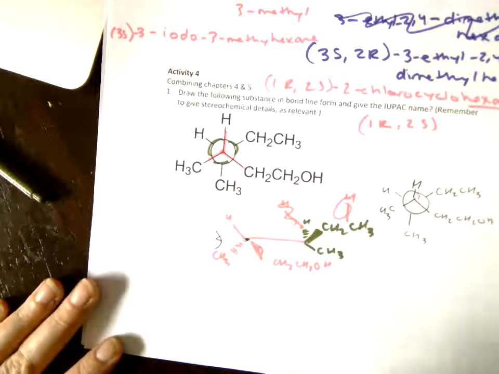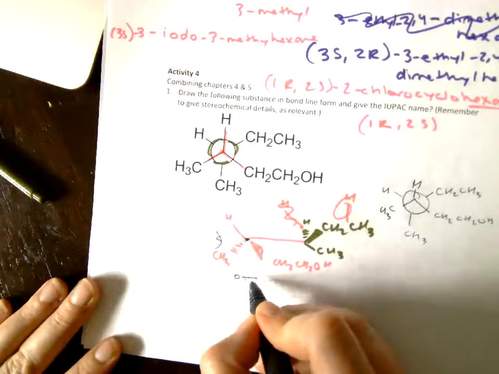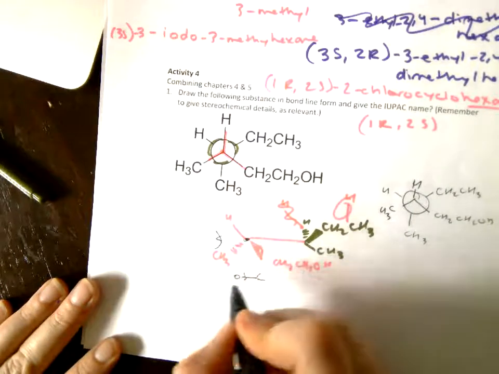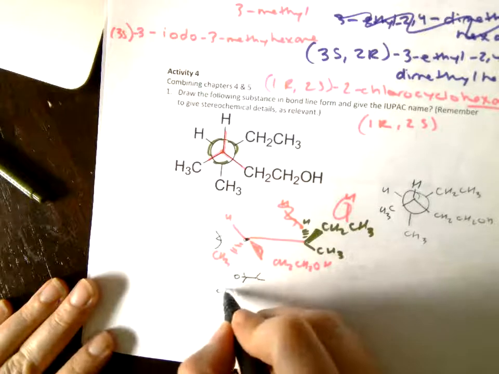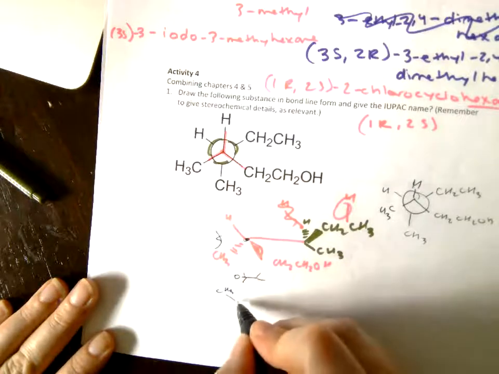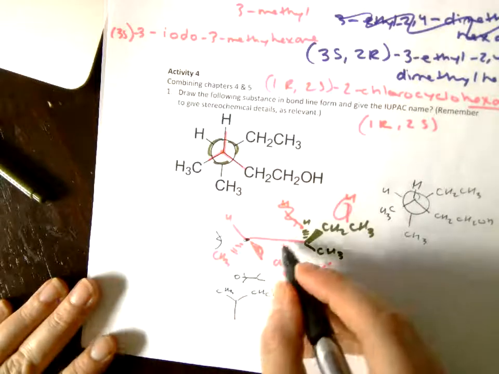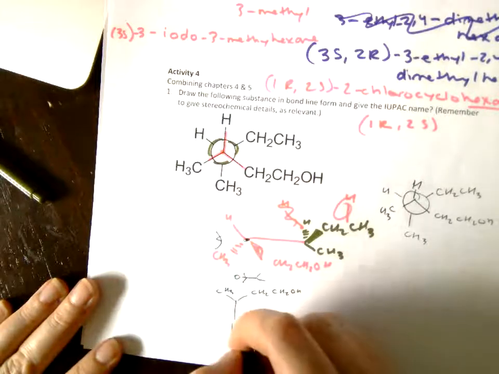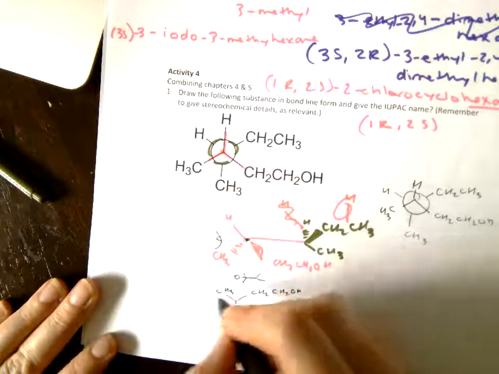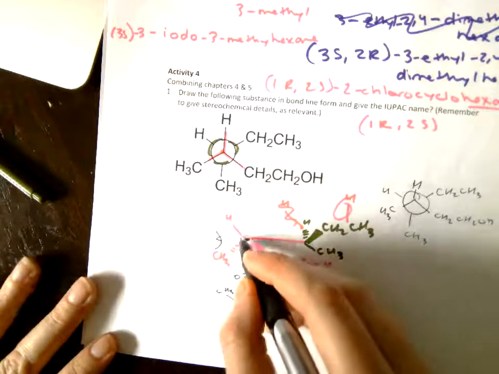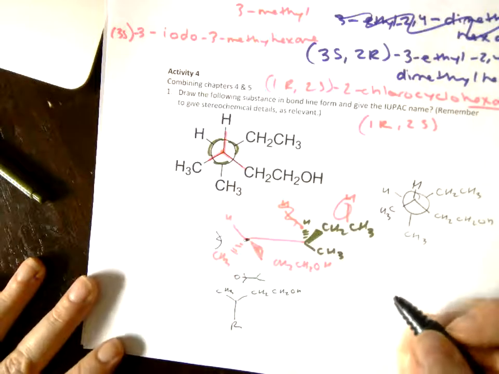Now you can do one of two things. I like to imagine that I'm laying on the ground here and looking up. And if I was doing that, my CH3 would be on the left, and my CH2, CH2OH would be on the right, and then this whole group would be going straight down. And then my hydrogen would be pointing back away from me.